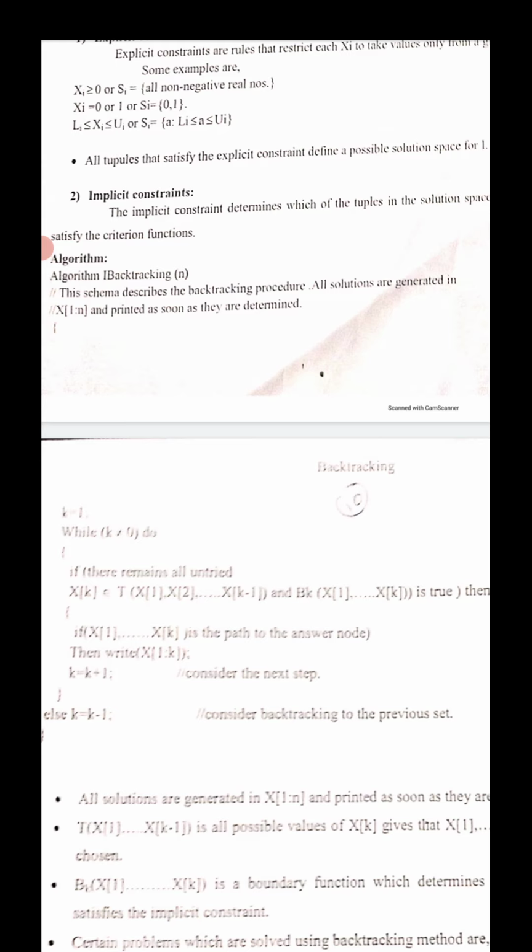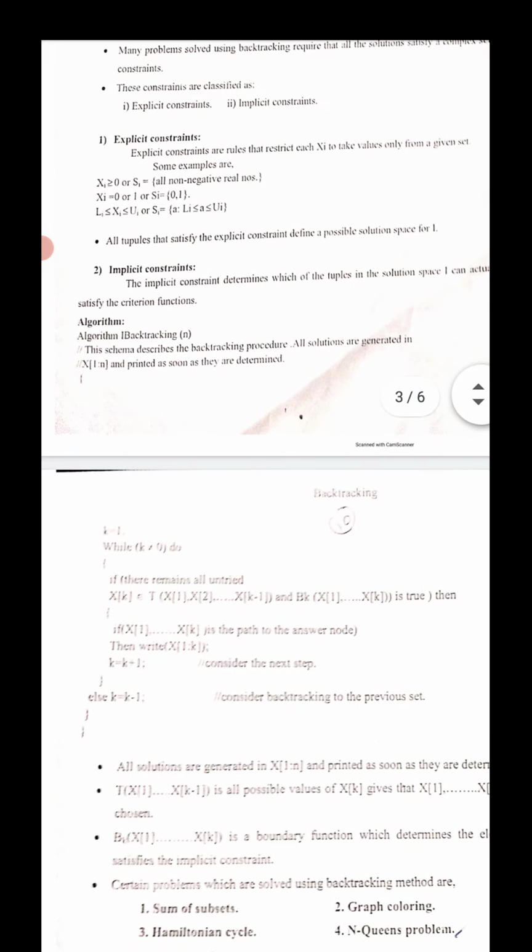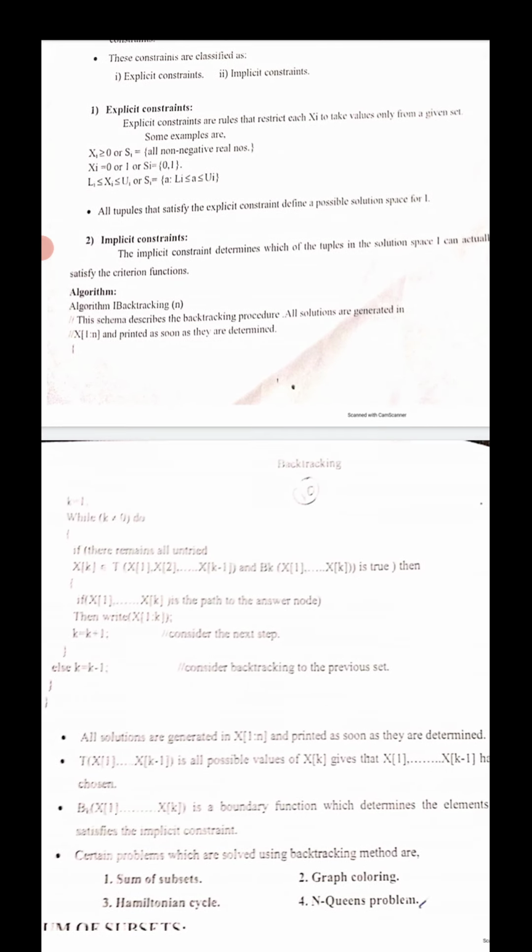If x[1] and so on up to x[k] is a path to the answer node, then write x[1:k]. Consider the next step: k is assigned k plus 1. Otherwise, k is assigned k minus 1, which means backtracking to the previous step. Likewise, all solutions are generated in x[1:n] and printed as soon as they are determined. This is the concept of backtracking.